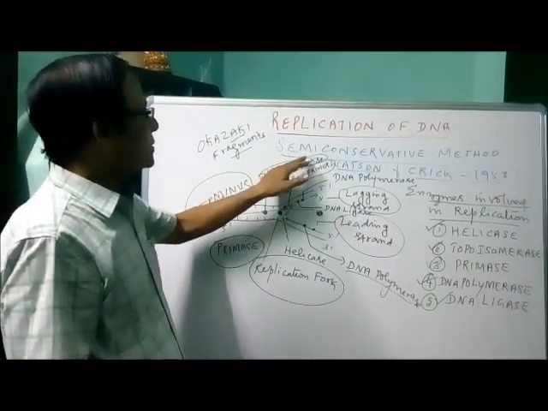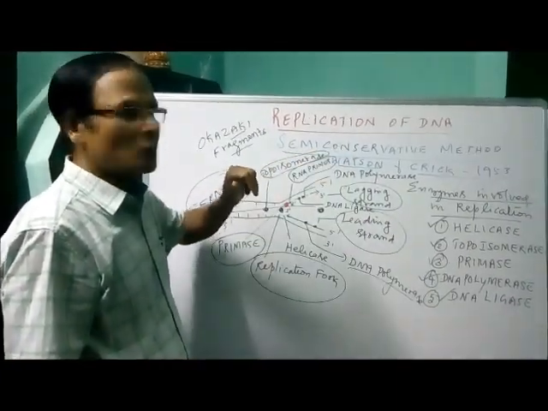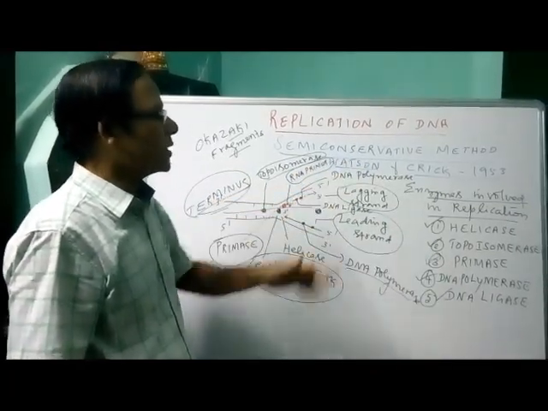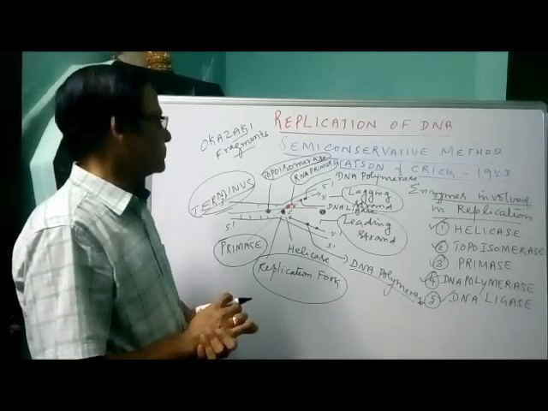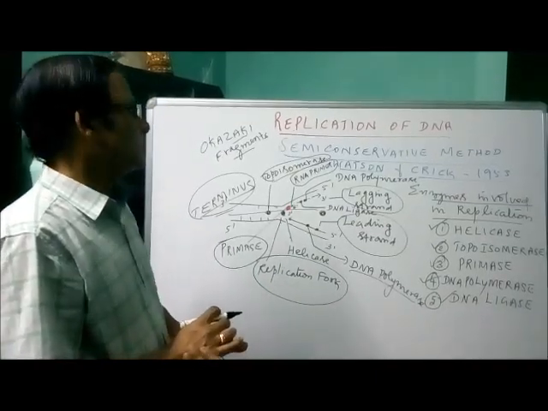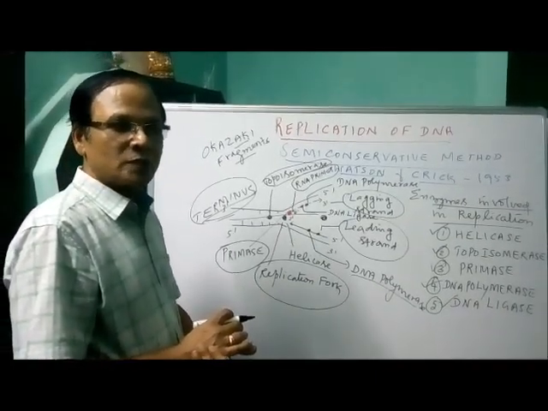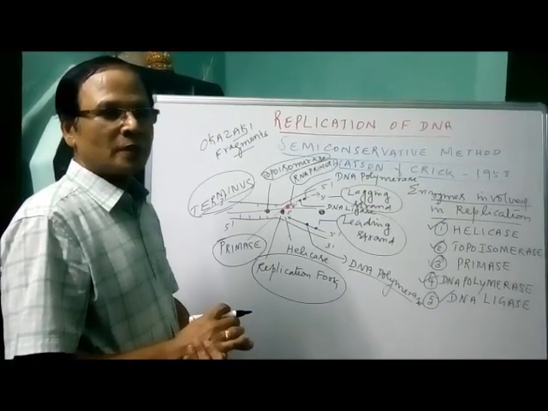This semi-conservative method was proposed by Watson and Crick in 1953. They were awarded the Nobel Prize for this in 1962. So that's all about the DNA structure and replication of DNA. Thank you.